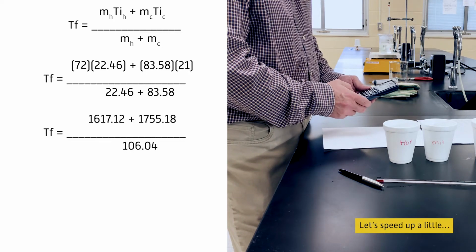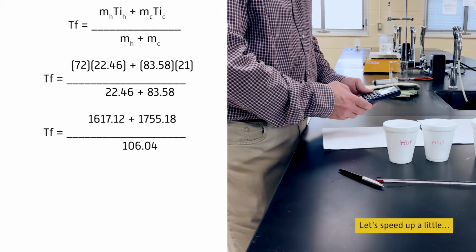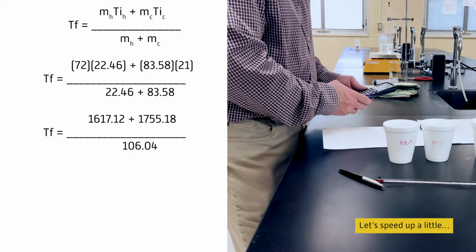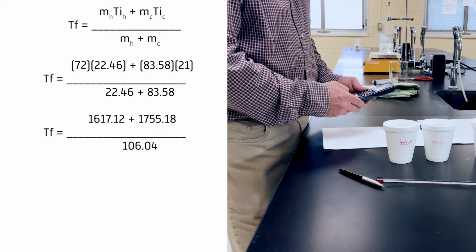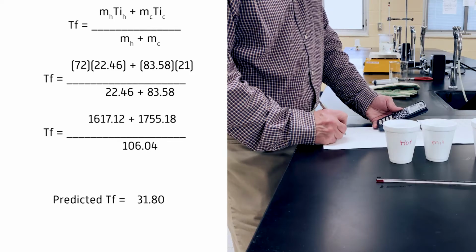1,617.12 plus 1,755.18 equals, divided by 106.04. The predicted final temperature, 31.80.